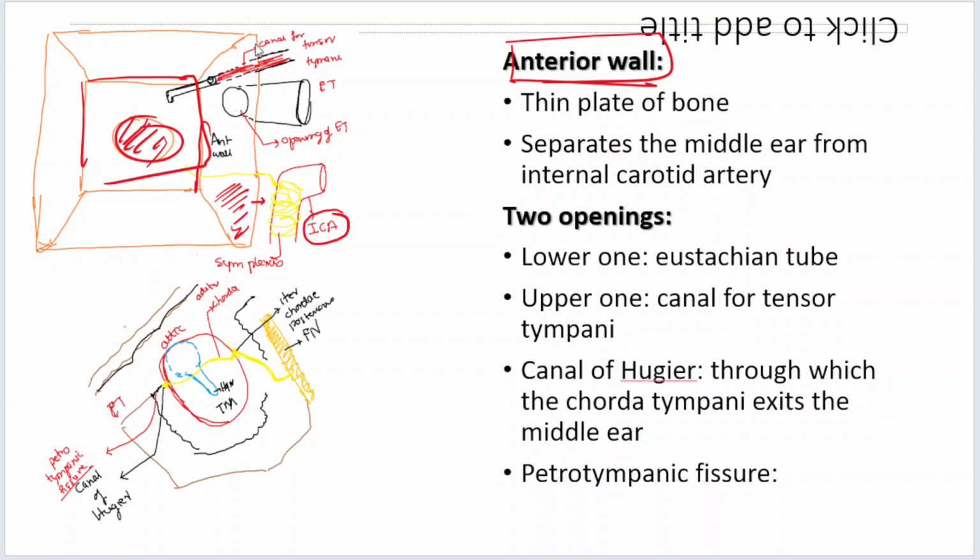The upper part of the anterior wall of the middle ear is related to the opening of the eustachian tube. So the eustachian tube will go further and open into the nasopharynx. Still superiorly, you will have a canal for the origin of the tensor tympani. The tensor tympani muscle originates from this canal and goes forwards, and in the anterior-superior part of the middle ear, it turns medially to get attached to the neck of the malleus. The place where it turns medially, that hook, is called the processus cochleariformis.